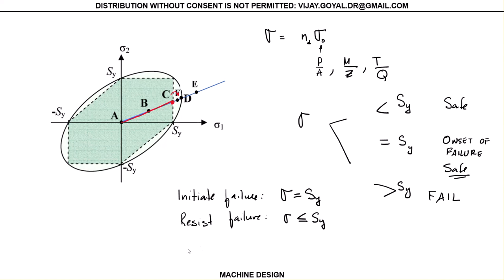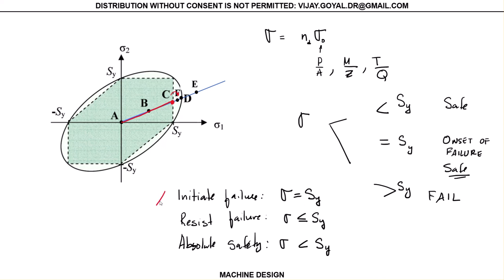And if I'm talking about a case in which you want to design for absolute safety, you want to ensure that you have not even started the onset of failure. So this will remain less than sigma yield. And if I'm going to design for failure, then it's bigger than sigma yield, obviously, right?